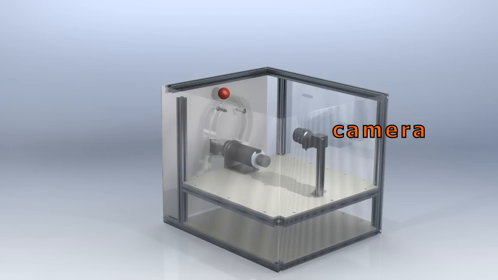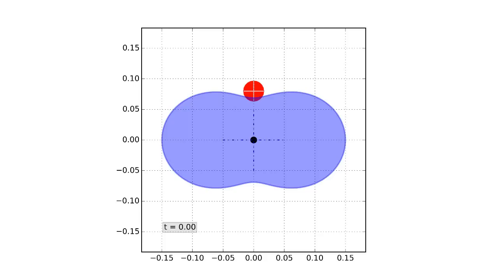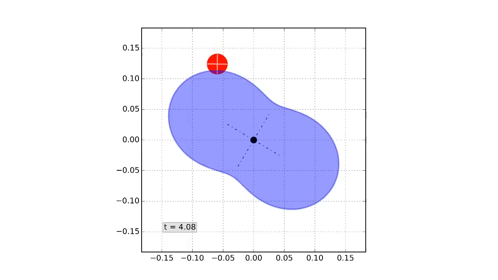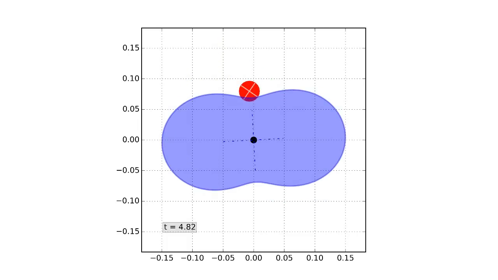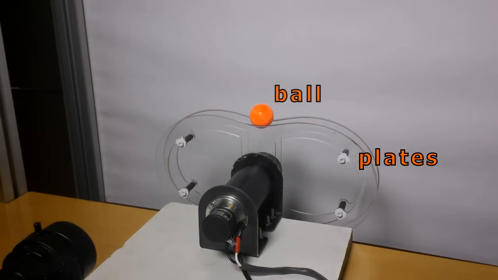A camera is used by the controller to detect the position of the ball. The final objective is to find such a control input that the ball moves from one predefined point on the plates to another. The ball, of course, must not lose contact with the plates. The problem looks quite simple, but since 1998 it didn't have a complete solution.